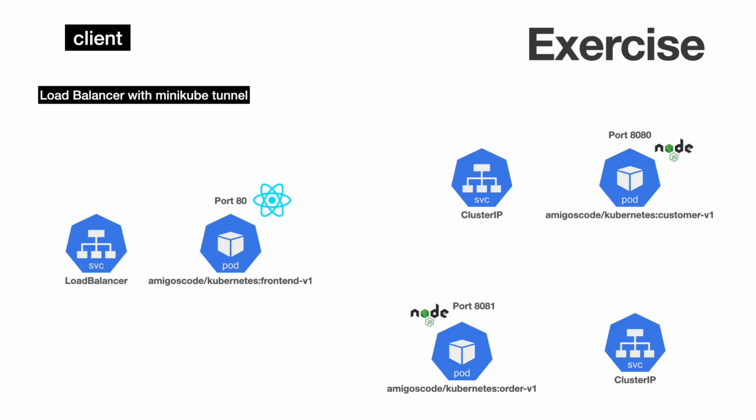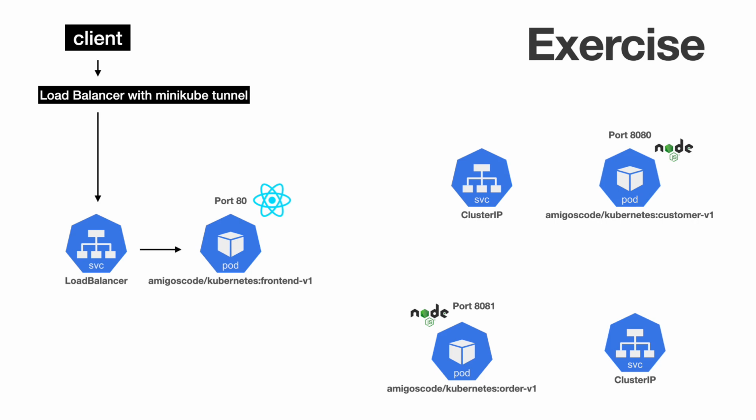So for this exercise, what I want you to do is to put everything that you've learned into practice. We're going to have a client which will hit the load balancer that will run with Minikube tunnel. And then that is forwarded to the load balancer type, so the service type that I've taught you in the previous video. Then that is forwarded to the pod.